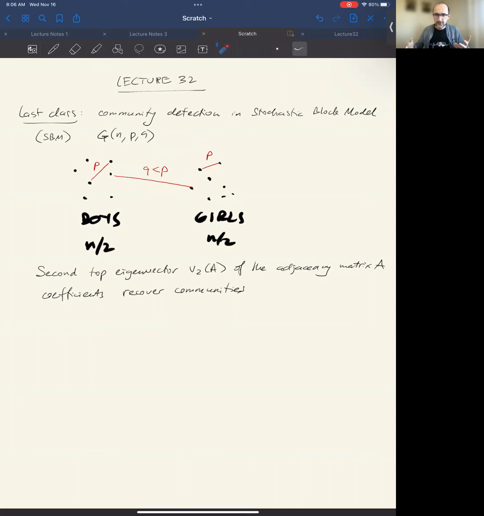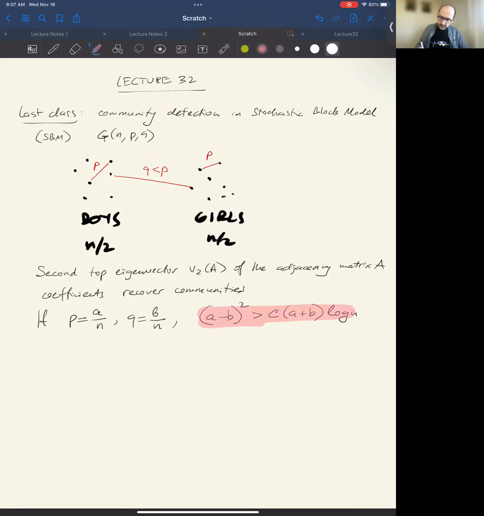with high probability if P and Q are sufficiently different. Well, obviously they have to be sufficiently different, otherwise there is no structure, right? If Q equals P. And so we proved something like this. If you scale P as a over n and Q as b over n, this simply means that every boy has on average a friends among boys and b friends among girls. So if you scale this, and if you require that a minus b is sufficiently large, we did something like this: a plus b times log n. We don't need to remember this, but something like that.